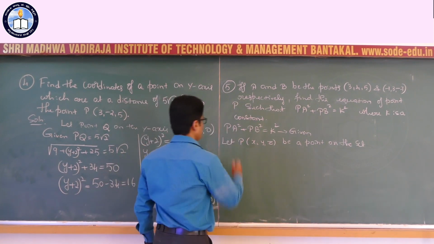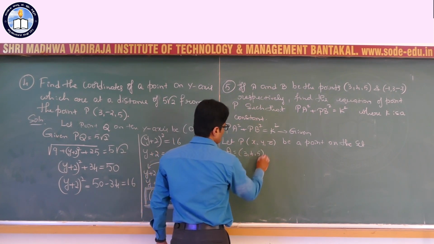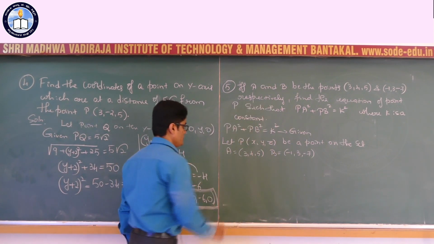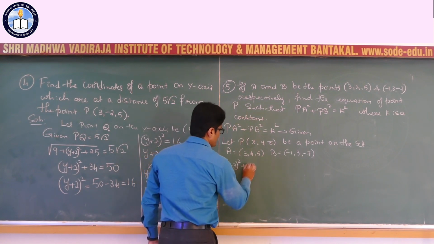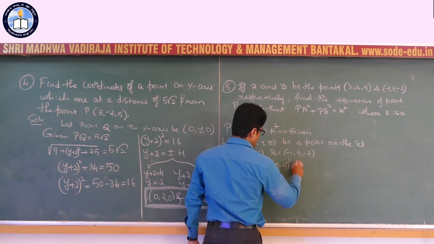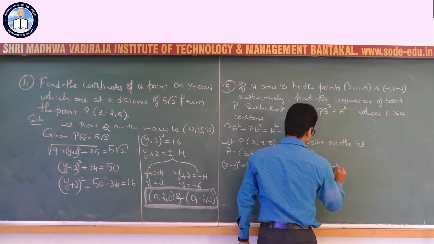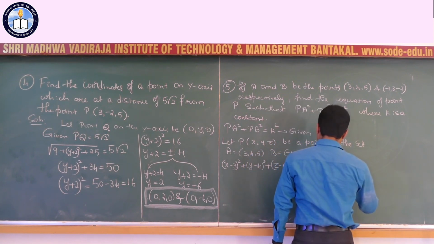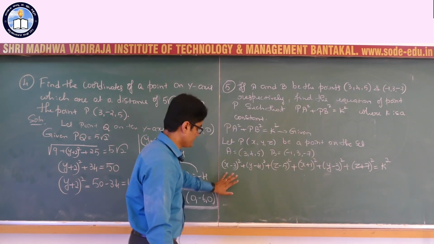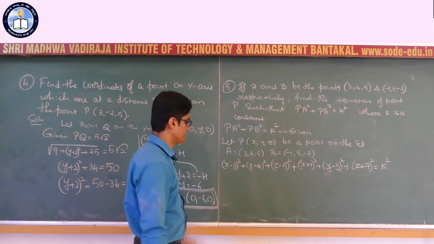Now use here, A is known, B is known. What is A? A is (3, 4, 5). What is B? (Minus 1, 3, minus 7). So what is PA square? Therefore (x minus 3) whole square plus (y minus 4) whole square plus (z minus 5) whole square, correct? Plus PB square, what does it become? (x plus 1) whole square plus (y minus 3) whole square plus (z plus 7) whole square equal to k square. Understood? Using the distance formula. Why am I not writing square root? Because every time it is a square, so the square root will be removed directly.